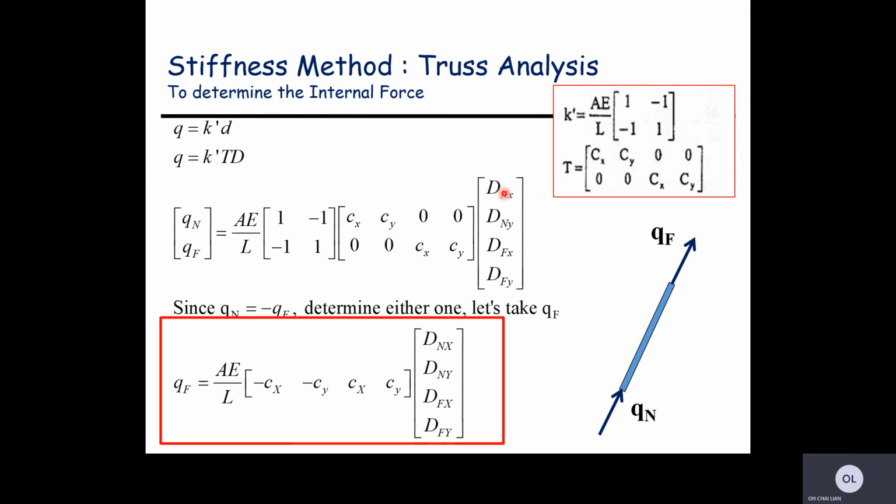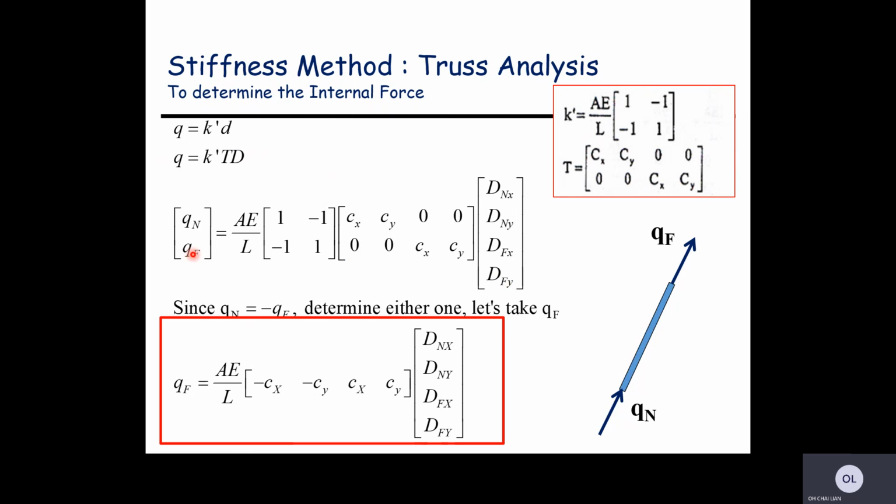This is at the global level. But we need to know that QF is actually equal to negative QN, or QN equal to negative QF, because there must be only one axial force in the element. Therefore you just need to determine one. It will be easier for you to take QF, because QF is tension. So once your answer is negative, you know that your axial force is in compression.